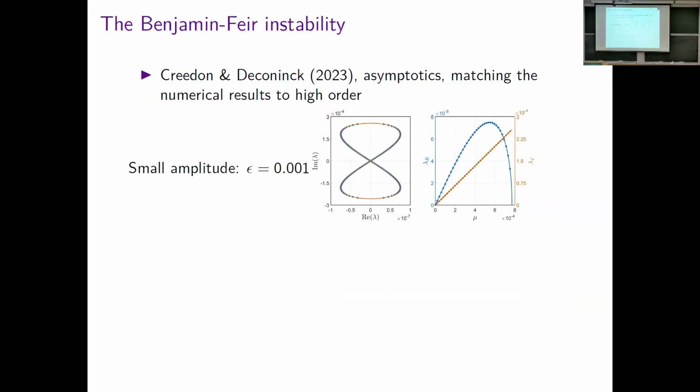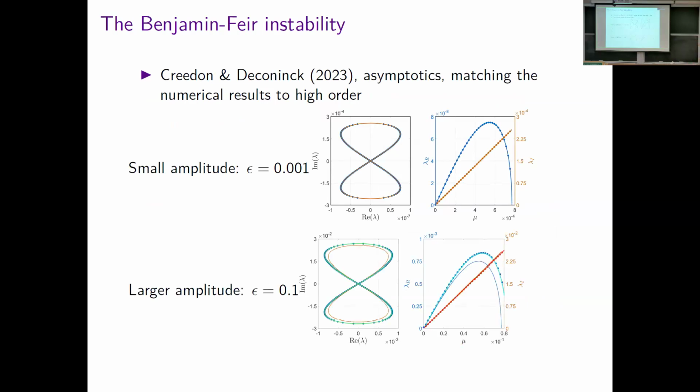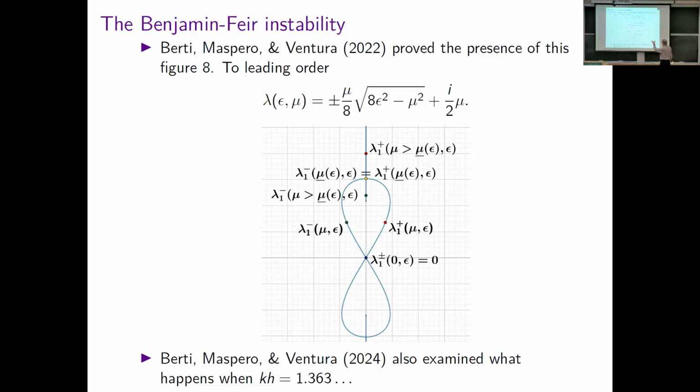I have a very strict chair, and I'll skip these results for the sake of time. So Ryan and I did some asymptotics, but in '22, Berti, Maspero, and Ventura, two of them are in the audience, rigorously proved the presence of this figure 8, and they provided an approximation to it. So this figure 8 that was observed numerically is actually there in the problem, shown rigorously. The same authors also showed a little bit later what happens at the critical depth exactly equal to 1.363. That's a harder problem. And you find that there's still a figure 8, but it's more narrow.